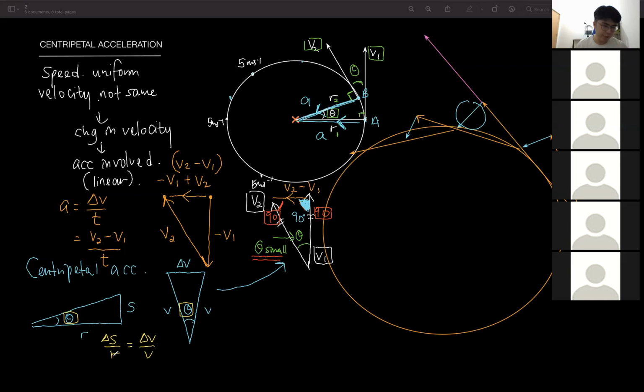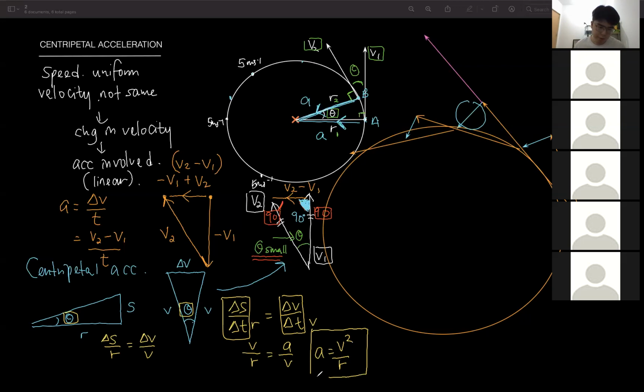So ds over r equals change in velocity over v, and then we divide by the time. Just put the time in. Change in time, we have s over r equals change in v over v, change in time. What do we get? This one is linear velocity over r, and this one is linear acceleration over v. So you get a equals v squared over r. This is the formula. Let me box this.